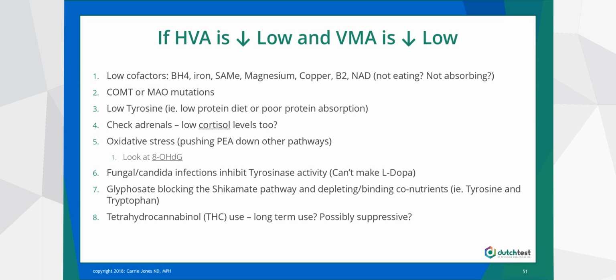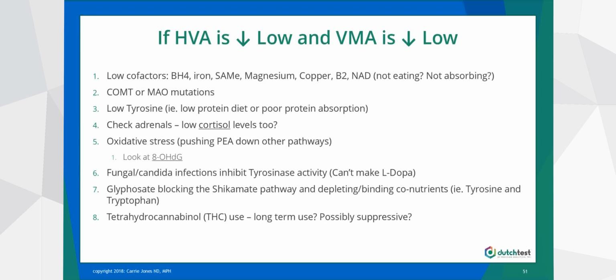All right, lastly, if HVA is low and VMA is low, look at the cofactors. Biopterin, are they iron anemic? Do they have SAM? Is their methionine cycle working? Do they have magnesium, copper? Do a serum copper on them. B2, NAD, are they not eating these things? Are they not absorbing these things? Do they have gut issues?